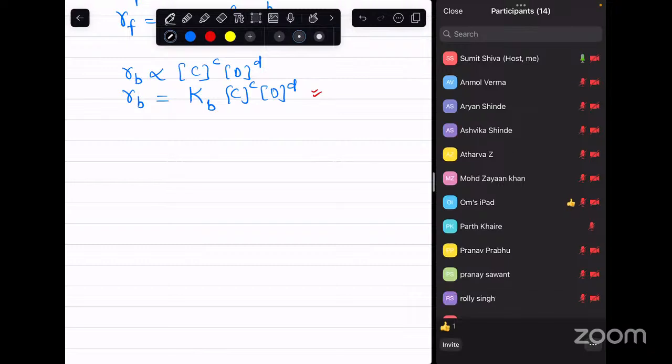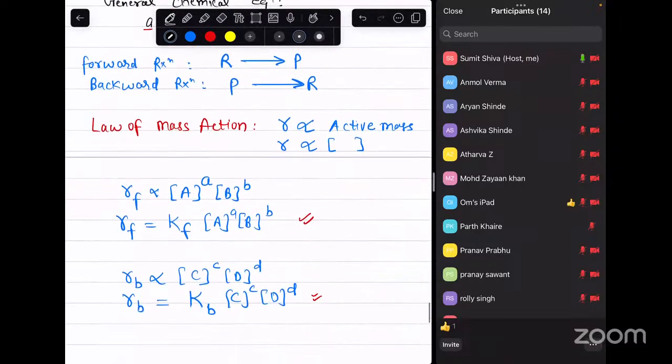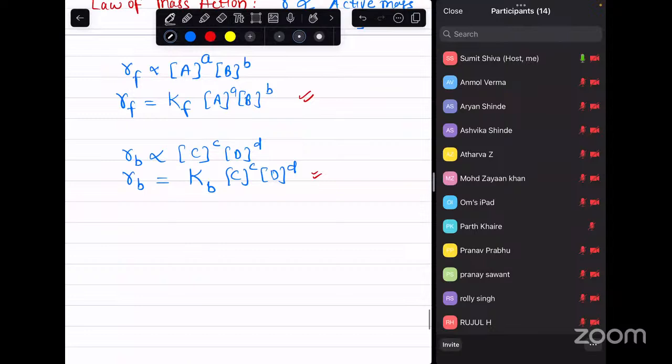So now I want to have the concept for equilibrium. These two expressions are for individual reactions, whether the reaction is going in the forward direction or the backward direction. Now I am interested in a special case. What will happen in the case of equilibrium, or when should we call a chemical reaction to be in equilibrium? So what do you think? When will it be in equilibrium?